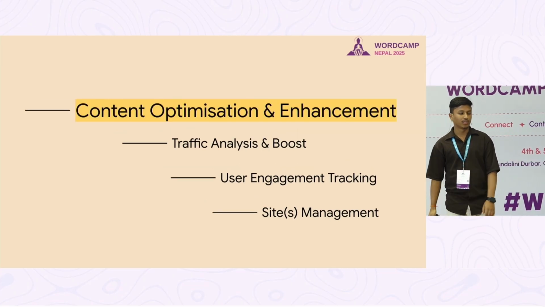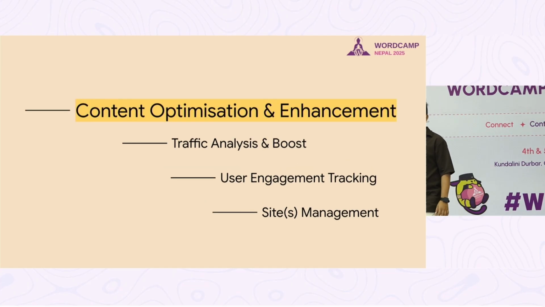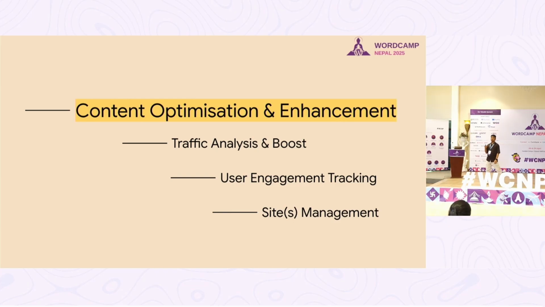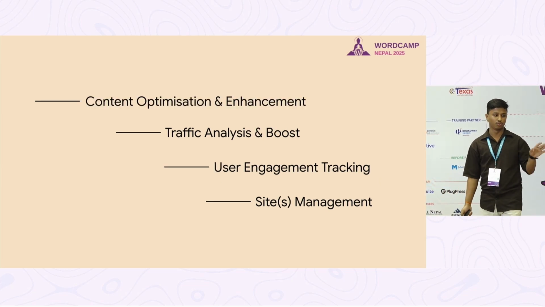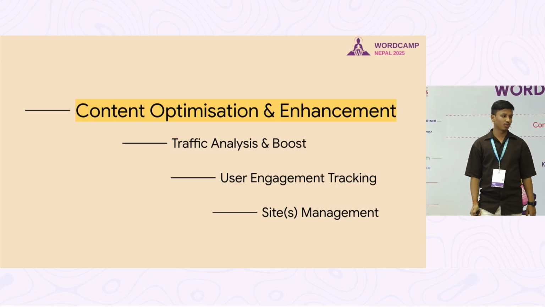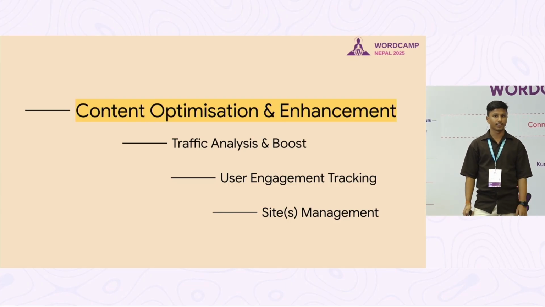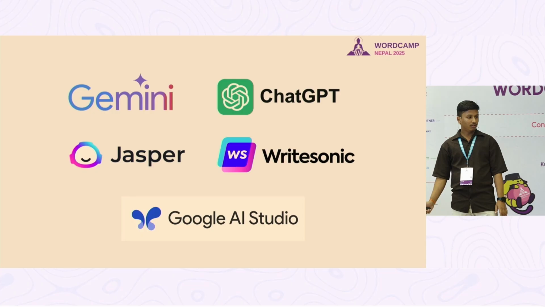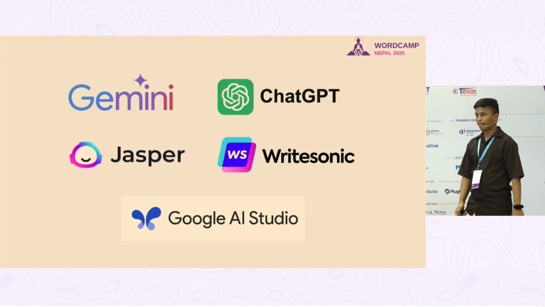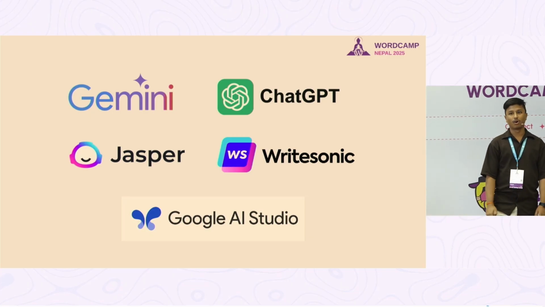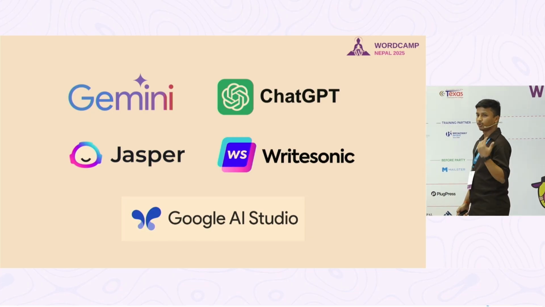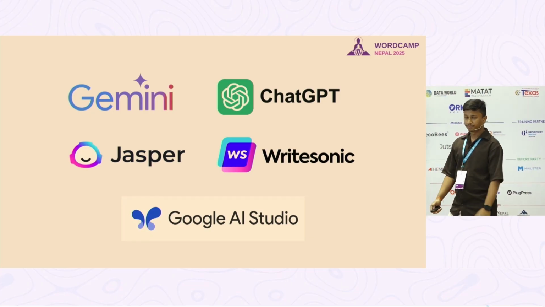Let me briefly explain how the pattern is going to be. We will also talk about the tools you can use for every aspect. For example, we have these four aspects, and there are tools to use for each. So let's talk about the first thing, content optimization and enhancement. These are the tools I find best when it comes to content creation or enhancing the content.